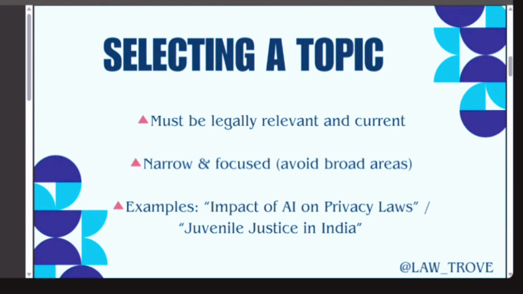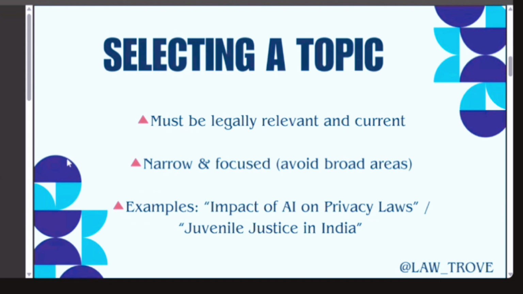Avoid broad areas. For example, if you pick a topic such as criminal laws in India, it is a very vast topic, and there is a huge amount of content. So how will you write a dedicated 2,000-word article on a topic that broad? Try to find a topic that is narrow and focused, so that you are easily able to write 2,000 words and communicate everything within that article.